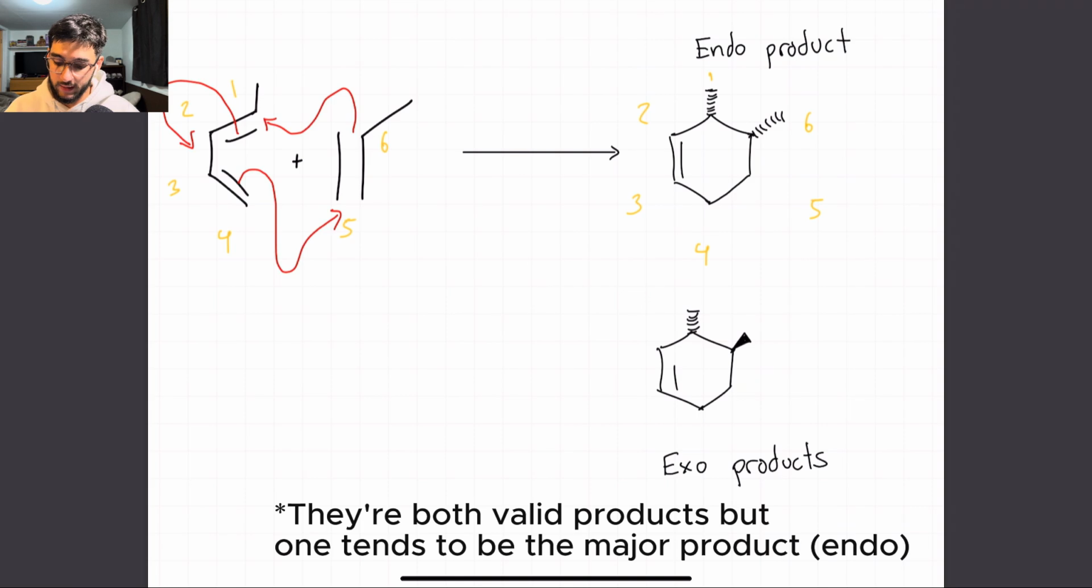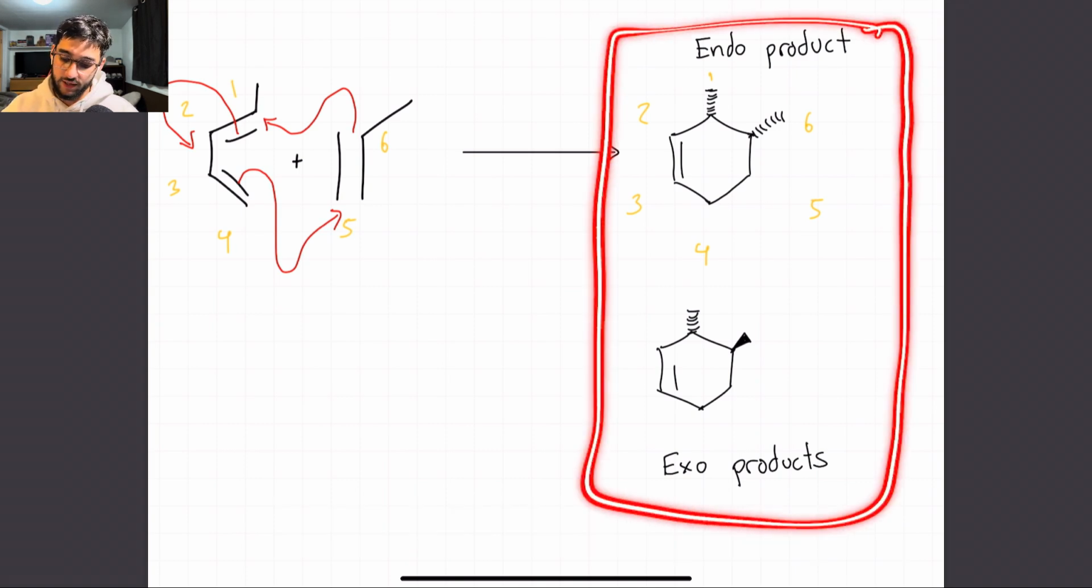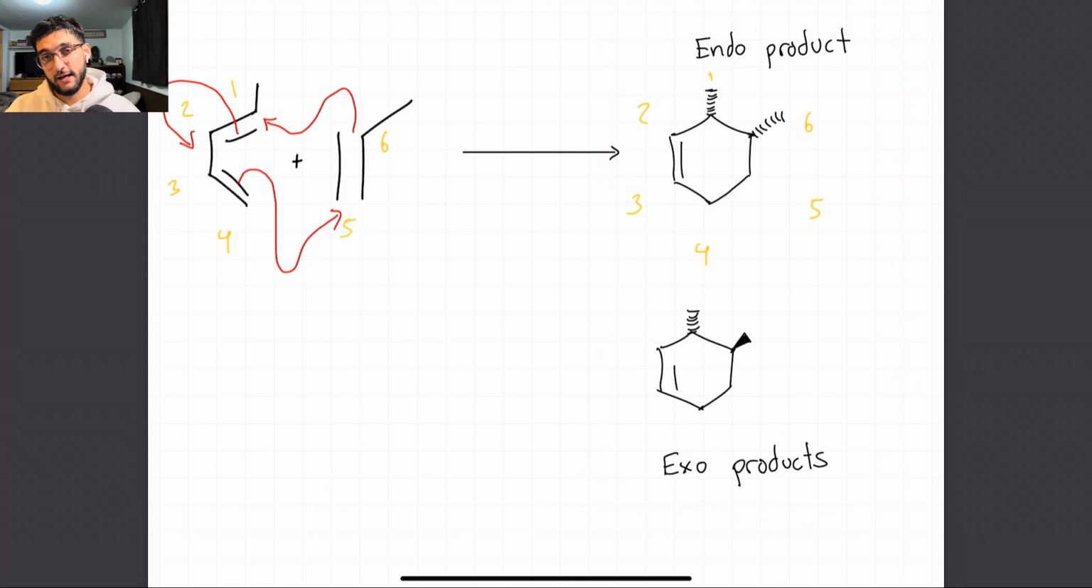Now these are both answers to the problem, and they would both be correct, but it's going to come down to what your professor asks for. If they ask for the exo product, if they ask for the endo product, or they might even ask for the major product. And again, just make sure to look out for what they ask for, because technically these are both products of this reaction, but they might ask for endo versus exo.